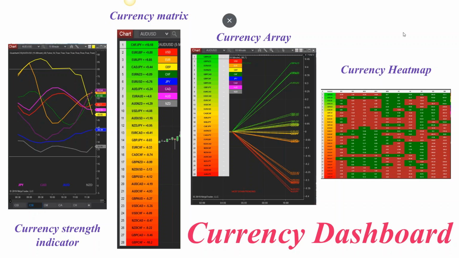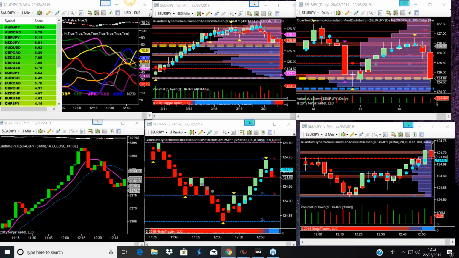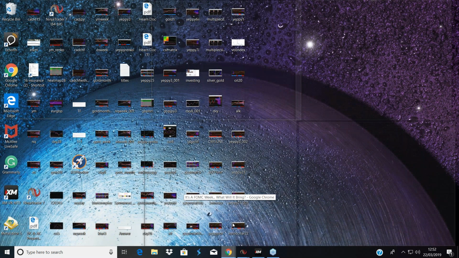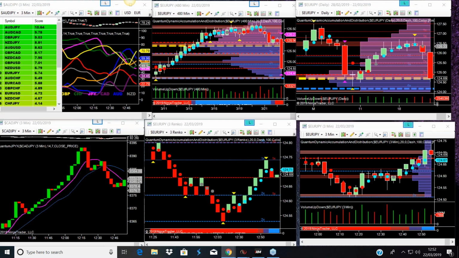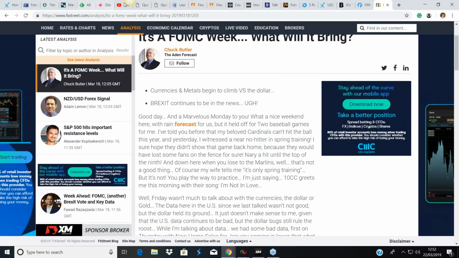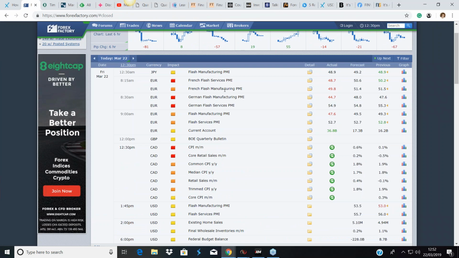And today, in particular, we've had this huge move in the euro, which has been sold off very, very dramatically, as I said, as a result of the flash PMI data which came in. And I just want to bring up Forex Factory. Here we are. Just look at these numbers that we've had here.